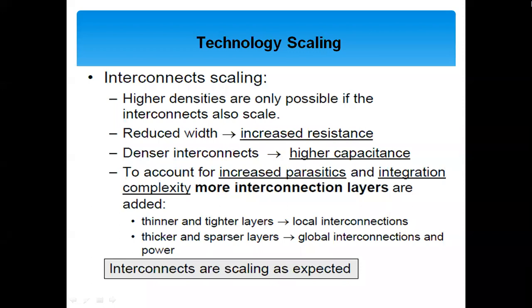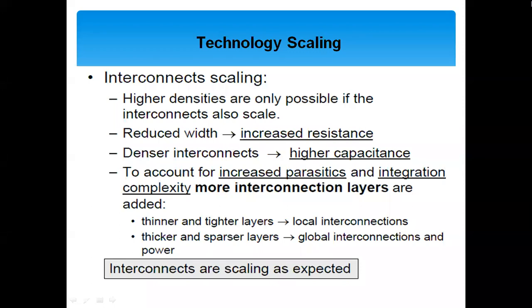Now how to do that? Reduced width, that increases the resistance. Denser interconnects, that means higher capacitance. To account for increased parasitics and integration complexity, more interconnection layers are added. That means if you scale these interconnects, there are certain drawbacks. What are these drawbacks? It will increase the resistance, it will increase the parasitic capacitance as well as the integration complexity. So when you scale down the interconnects, it will get scaled down, but with certain disadvantages.